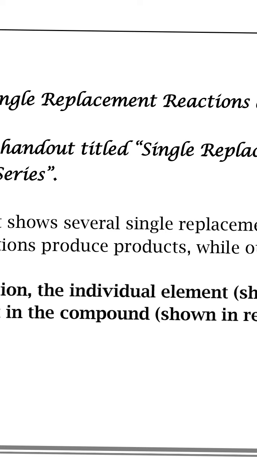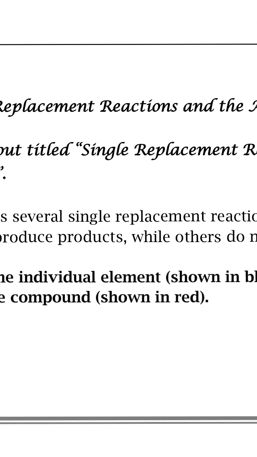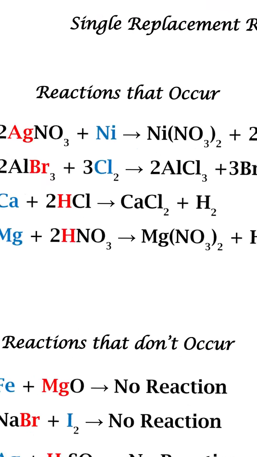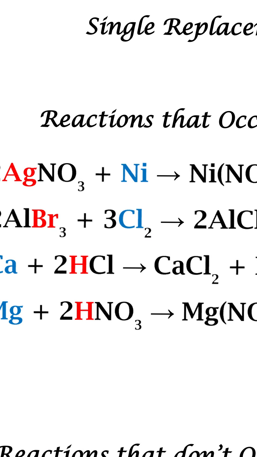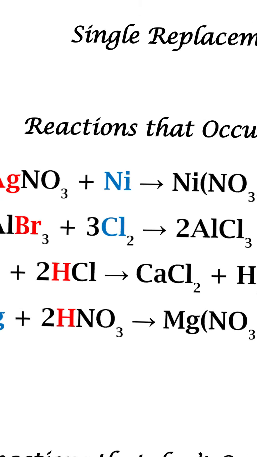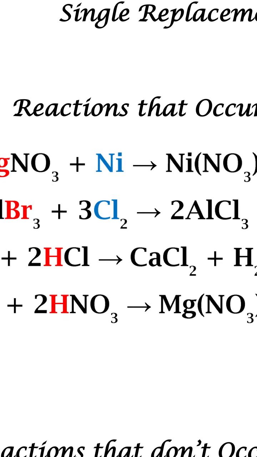It says, in each reaction, the individual element is going to be shown in blue, and it's trying to replace the element in the compound that's going to be shown in red. Okay? Let me show you what we're talking about here. So here we have reactions that occur. You can see that we've got Ag in red, because it's in a compound. And we've got nickel that's trying to steal Ag's partner. It's trying to steal that NO3. Well, you can see that the reaction does occur. The nickel grabs the NO3, and Ag is left by itself. Does that make sense to everybody?